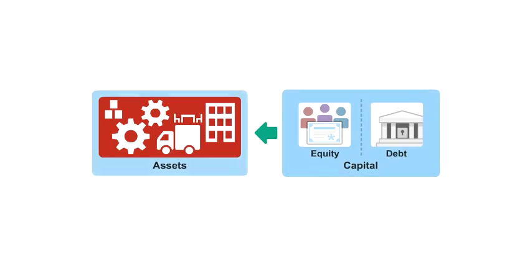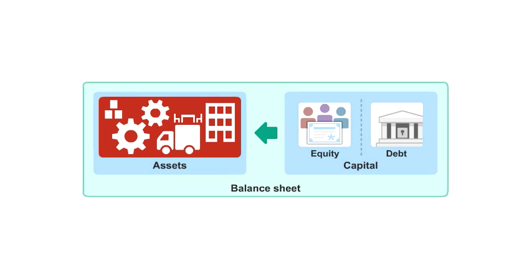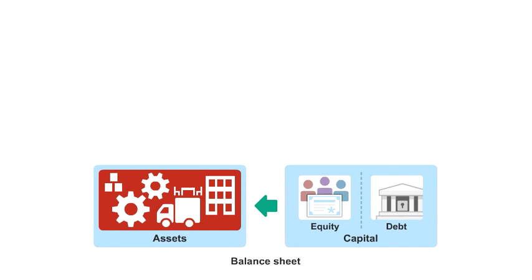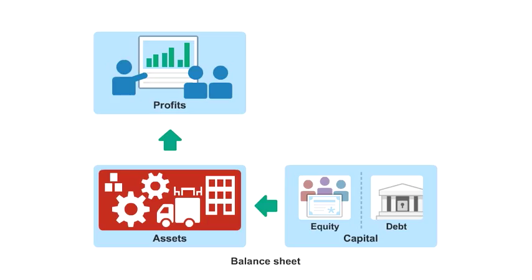The capital and assets, as shown here, are a simplified representation of the balance sheet, with the assets on one side being equal to the capital borrowed from the shareholders, the equity, and from the banks, the liabilities, on the other side. Using the assets, the business generates profits.